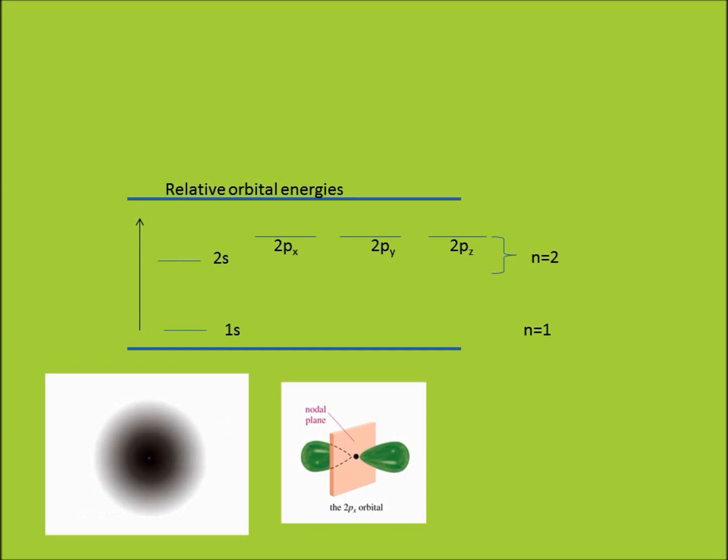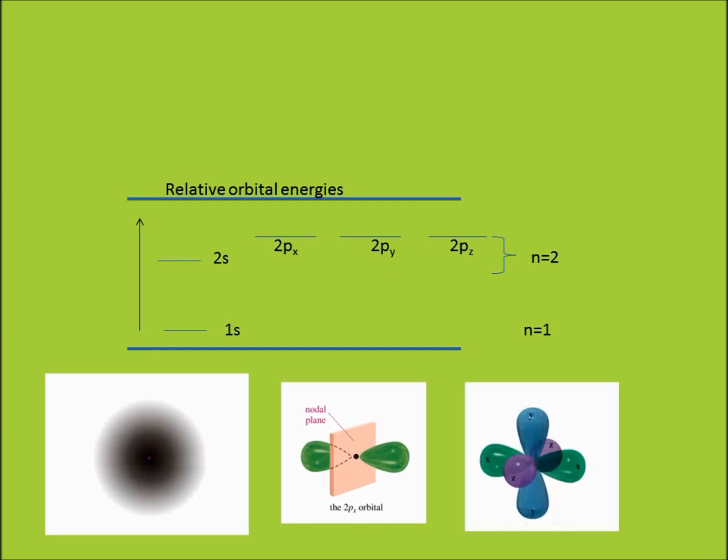and each of these orbitals are similar in energy. The only difference is how they are arranged in space. So one is on the x-axis, one is on the y-axis, and the other is on the z-axis. Each of these p orbitals will hold 2 electrons, and so the p orbitals have 6. This gives the n equals 2 shell 8 electrons.